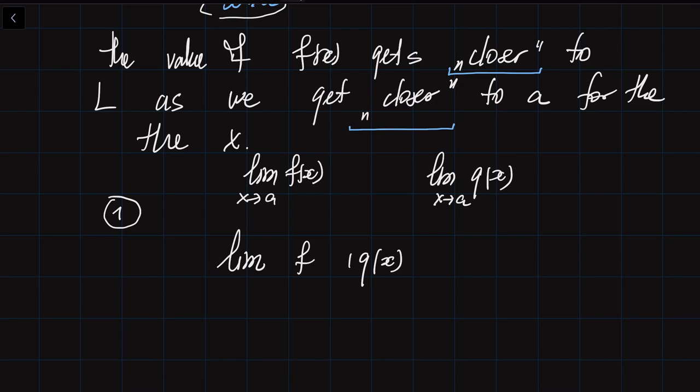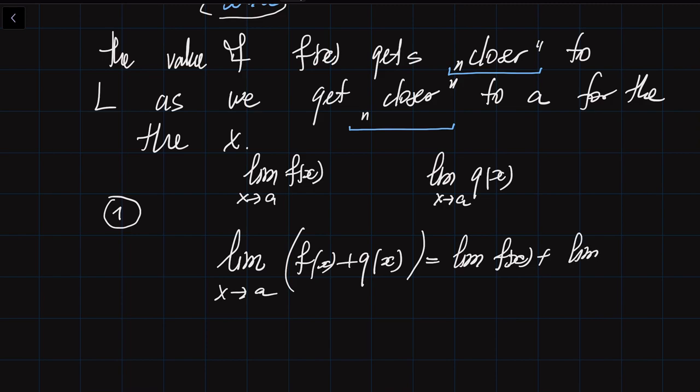when x approaches a, it appears you can simply open the bracket. So you can write this down: the limit of f of x plus the limit of g of x separately, when x goes to a and x goes to a. So it works for subtraction as well. It works for plus and minus.